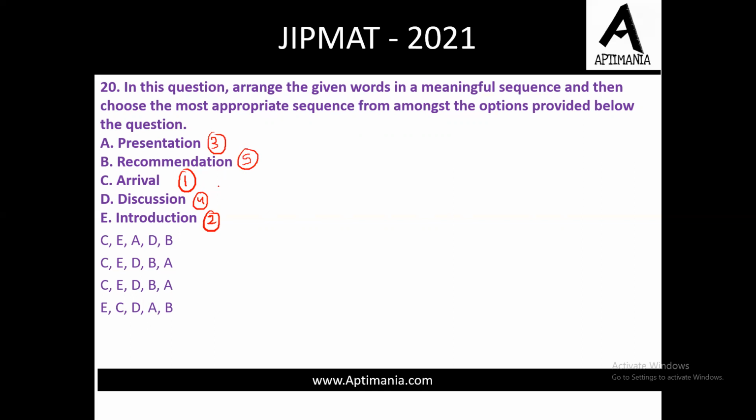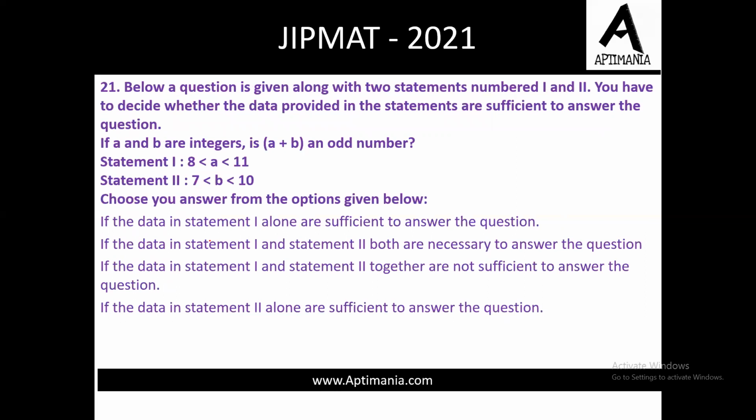So this should be the correct order. It should start with C, then it should be E, then A, then D, and then B. C, E, A, D, B. So C, A, D, B is the first option. So this is the correct answer. Now question number 21, based on data sufficiency. Below a question is given along with two statements, 1 and 2. You have to decide whether the data provided in the statement are sufficient to answer the question.